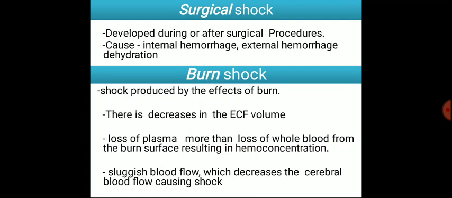So there occurs a decrease in the extracellular fluid volume, with loss of plasma more than loss of whole blood from the burn surface, which results in hemoconcentration. Sluggish blood flow decreases the cerebral blood flow, causing the shock. We can say that burn shock is due to hypovolemia from plasma loss, which is the most common complication of severe burns.